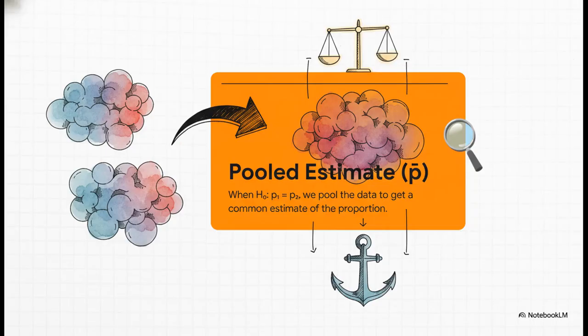Now, this next concept is kind of like a special ingredient we're going to need for one of our tools. It's called the pooled estimate. Just think of it like this. If, and that's a big if, we start out by assuming our two groups are basically the same, then it makes sense that we can just combine or pool all their data together. Doing that gives us a much stronger, more accurate estimate of the single proportion we think they both share. Just hang on to that idea. It's going to be super important in a minute.